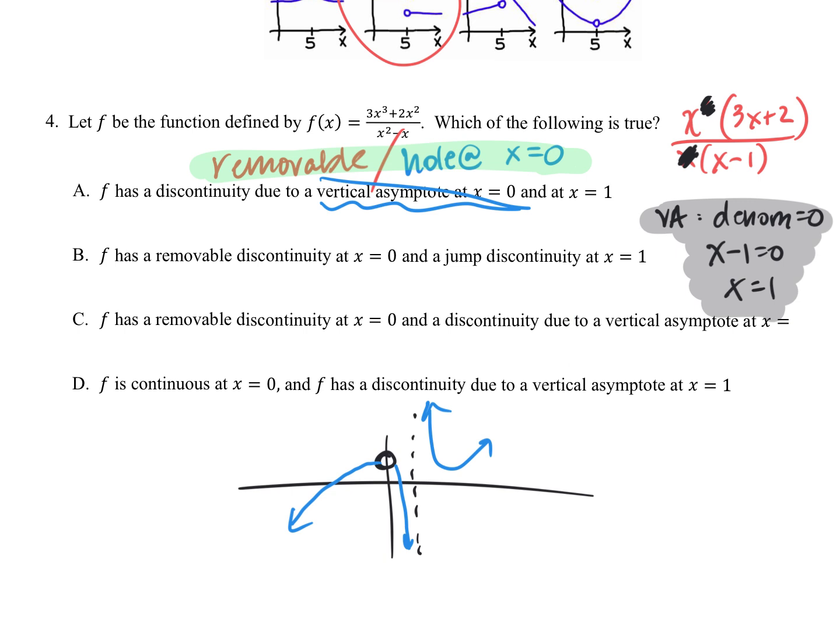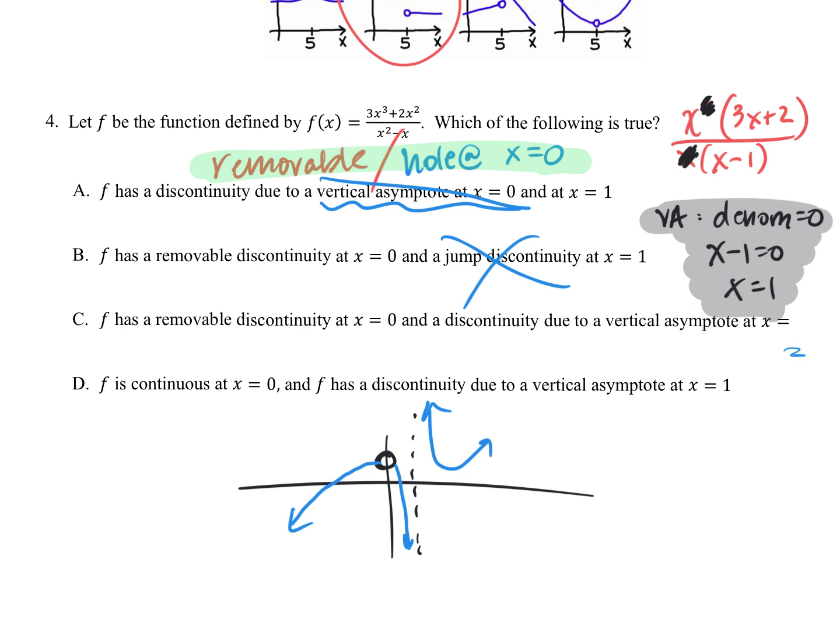What kind of discontinuity is at x is 1 if I've got a vertical asymptote? Infinite discontinuity. If we're ever going to a vertical asymptote, it'll be infinitely low, infinitely high, or just does not exist. So I'm not digging B. Mm-mm. We don't have jump discontinuity. We got infinite.